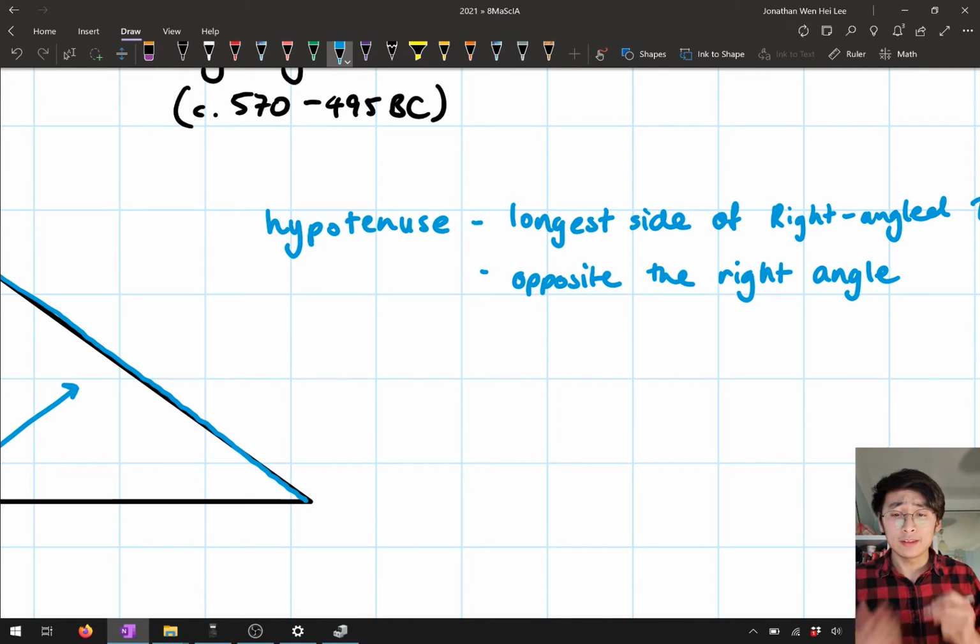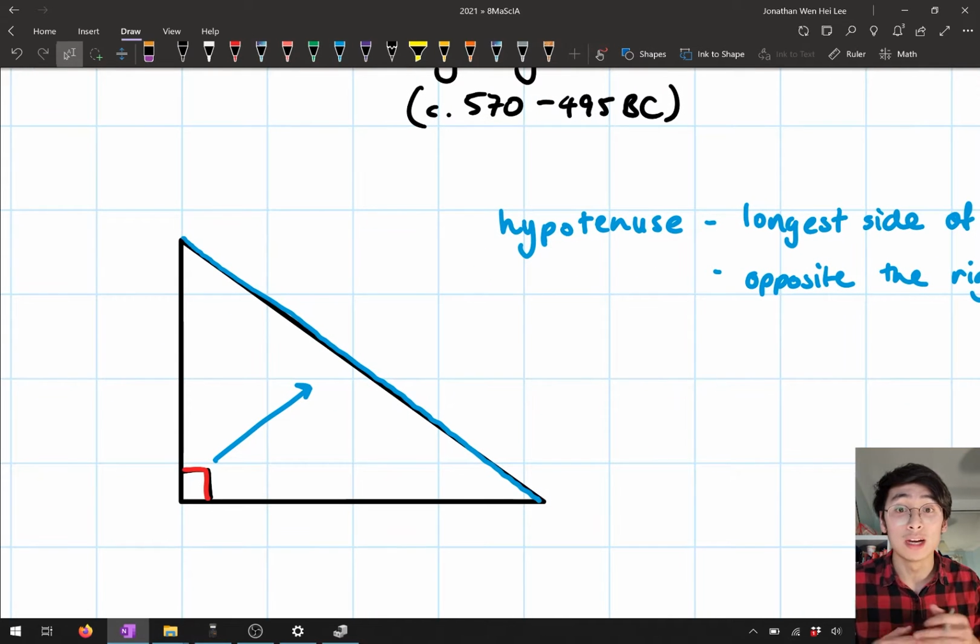So this is a particular side that we need to be able to identify from a right angle triangle. In a right angle triangle, there's always going to be a hypotenuse, and the hypotenuse is always going to be opposite the right angle, and it's also going to be the longest side of your right angle triangle.